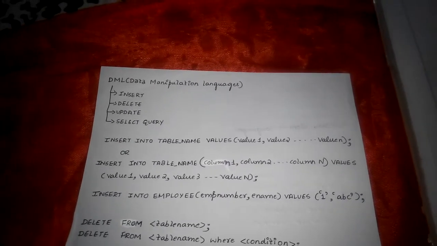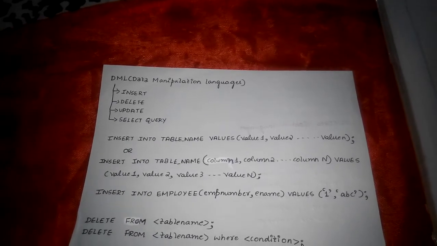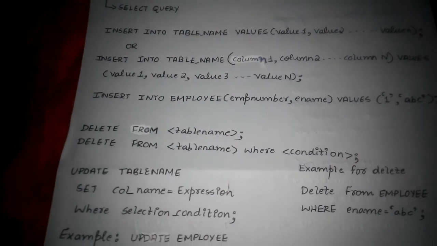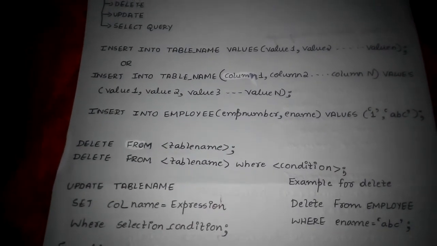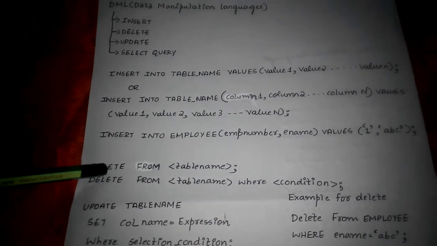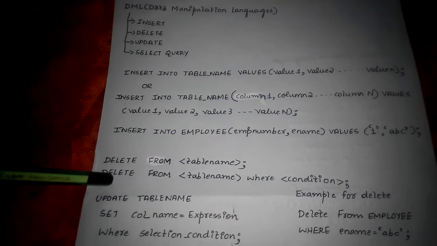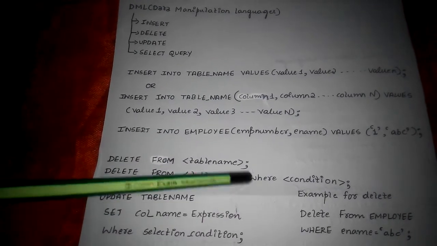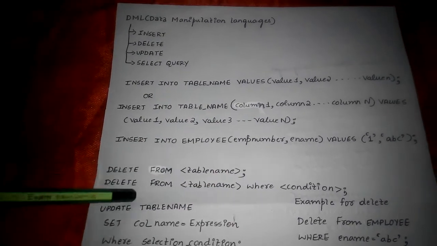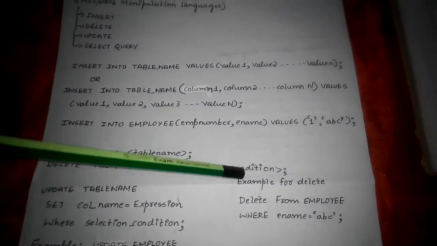So what is delete? The delete query is used to delete the existing records from a table. So here you can delete something which is already present. Delete from table name: if you give this first one, then everything that is there in this table will be deleted. In the second one, a condition will be specified, that is the where condition, to be specific about what you want to delete.